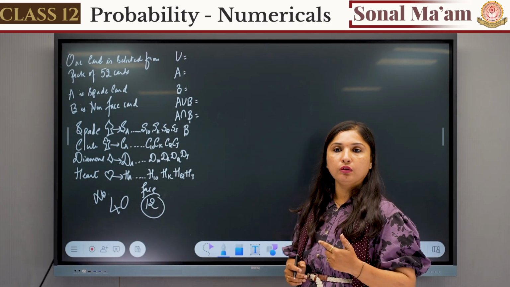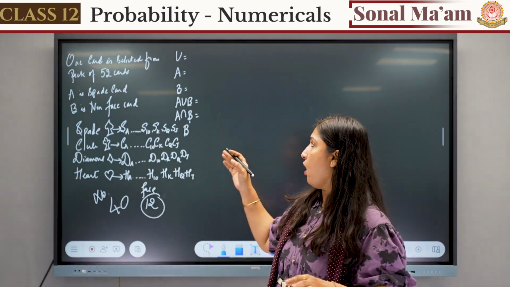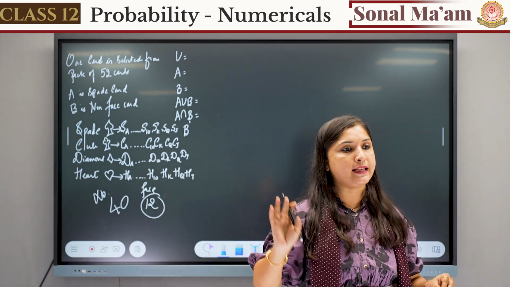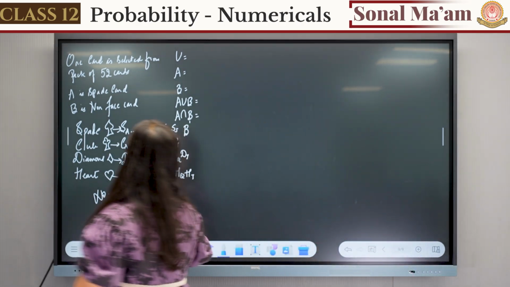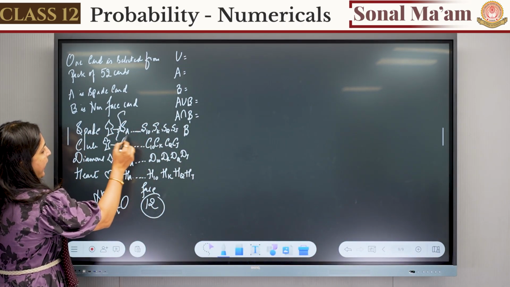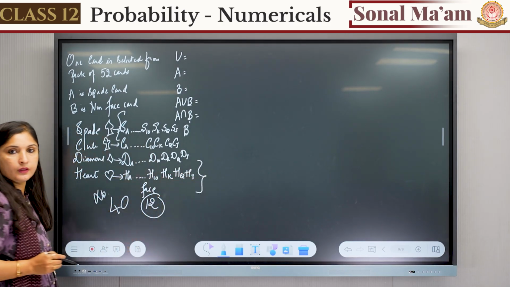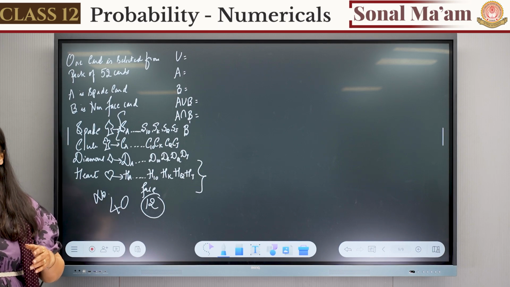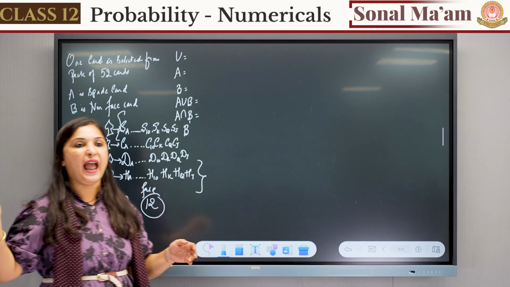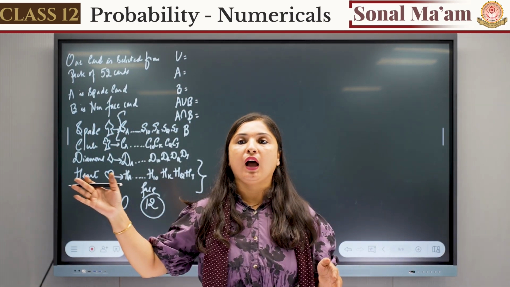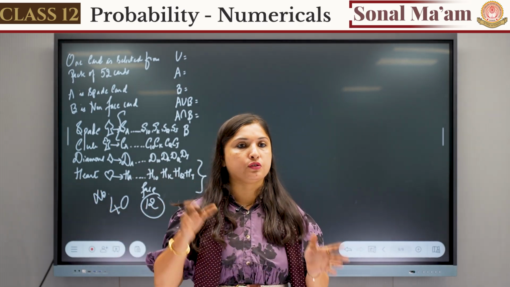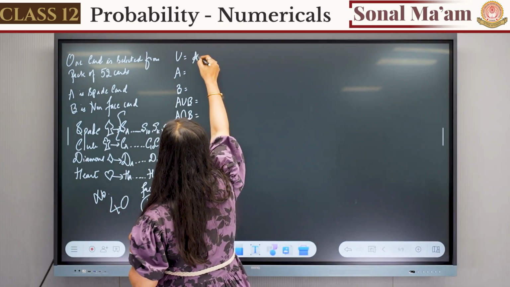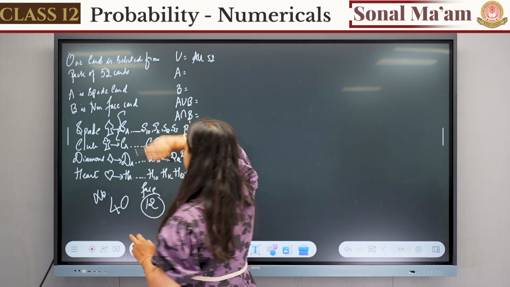Now what is U? U is all the cards, right? All the cards that is given to you. We have all the 52 cards as U. My U is starting from here and ending here. Yes or no? Yes. Everything will be included, all the spade cards with number cards also and face cards also. Heart, number cards also, face cards also. So everything will be included in U. So you will have all the 52 cards, right?